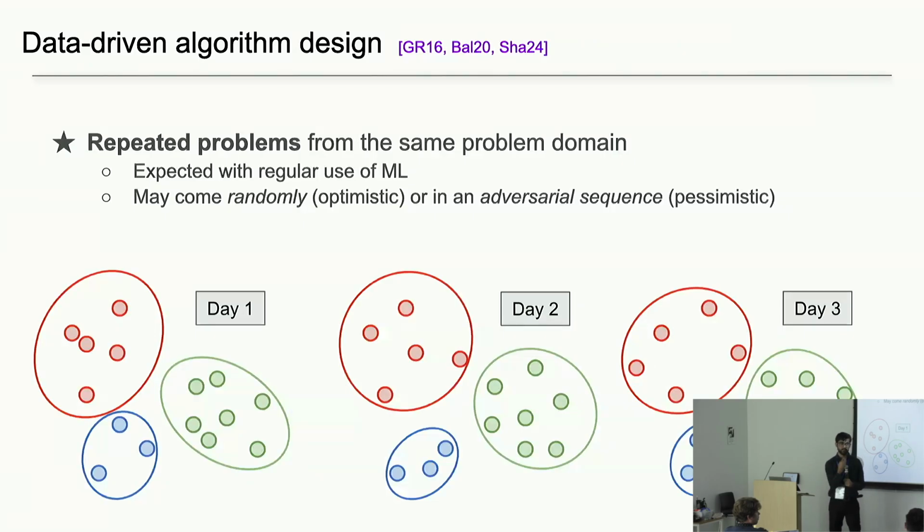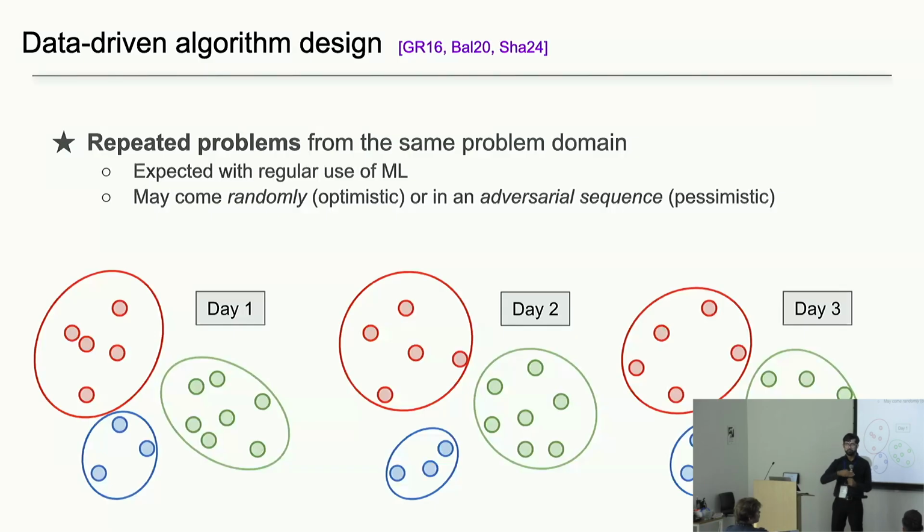So you not only solve a fixed instance, but you have clustering, or if you're an email server, you see new emails every day. So you're solving the same problem in a repeated fashion. And maybe these problems are coming from some distribution, which is the optimistic setting, but it might also be an adversarial or changing sequence of problems. So there's a whole range of settings under which you can formulate these sequences of problems.